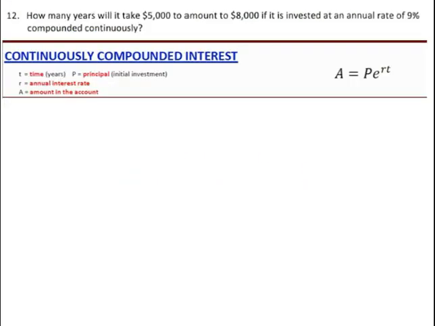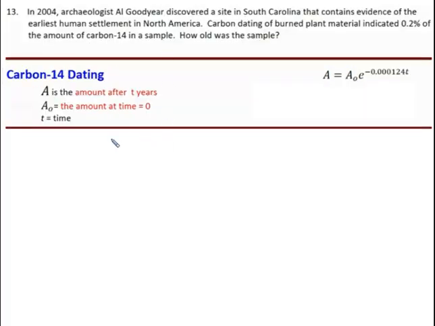Alright, so what I want you to do is pause and try the next two on your own. Notice number 12: how many years will it take $5,000 to amount to $8,000 if it's invested at an annual interest rate of 9% compounded continuously? So we're going to use that continuously compounded interest equation, aka Pert. And just as a refresher, I tell you what each piece means. So go ahead and try this one, as well as 13.